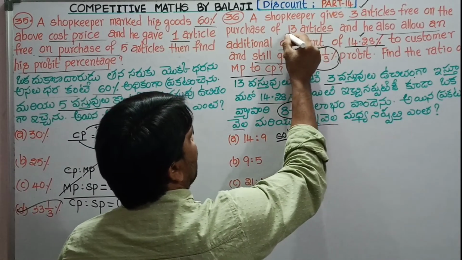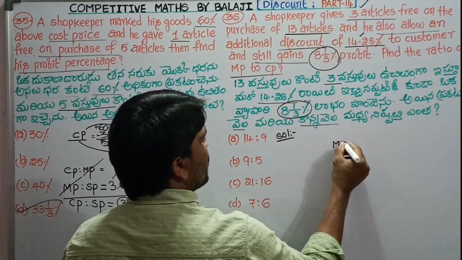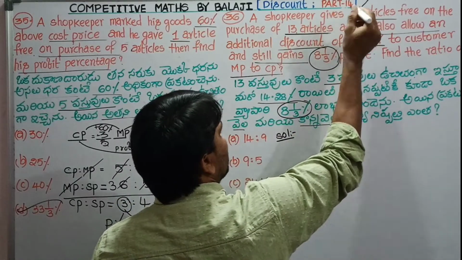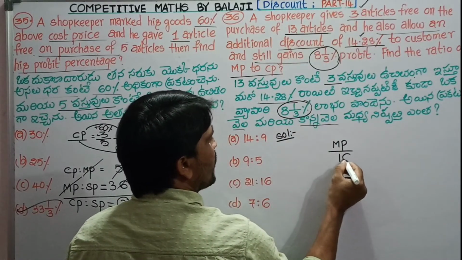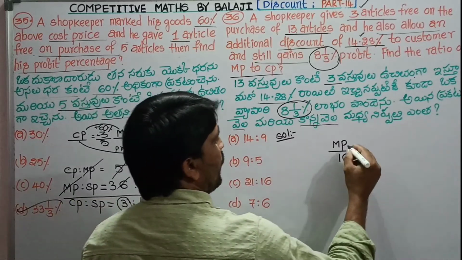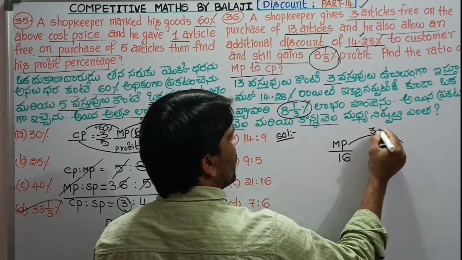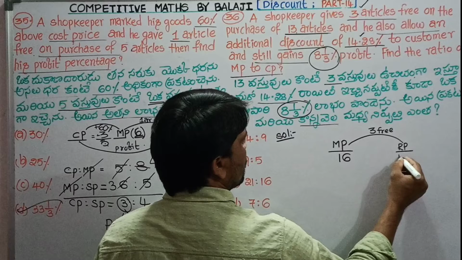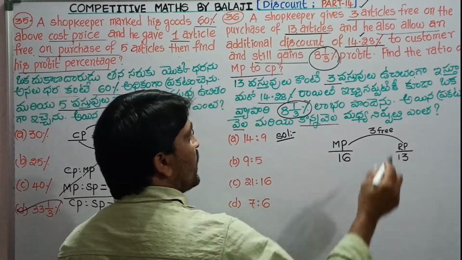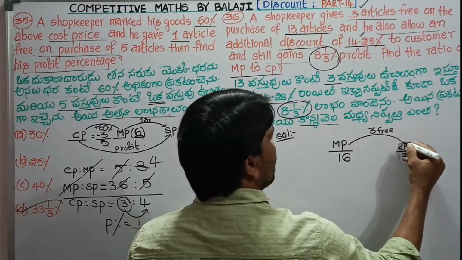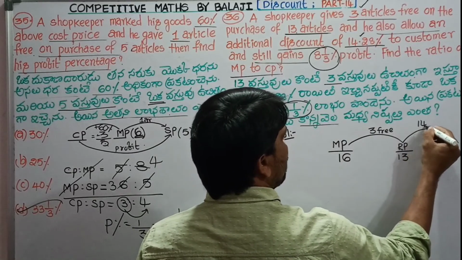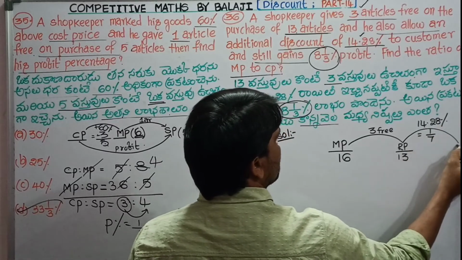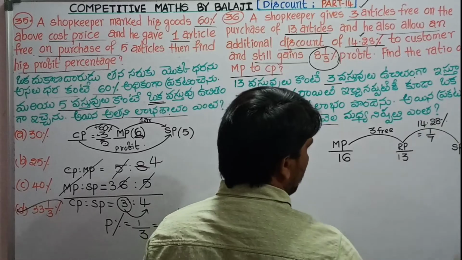Suppose market price is, since on the purchase of 13 articles we are given 3 articles free, so market price is 16 articles, and we are given 3 articles as free, so the reduced price must be only 13 articles. And also he allows an additional discount on this reduced price, that is 14.28%. The fraction value is 1 by 7, and he sold the article at SP.